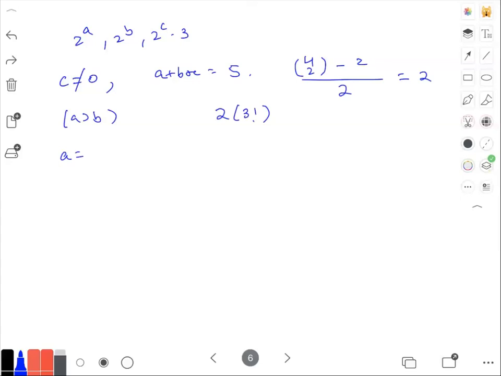What about if a were to be equal to b? Then we have two possibilities, a equals b equals 1, a equals b equals 2, with c being uniquely determined. And then we have 3 ways to shuffle them around.